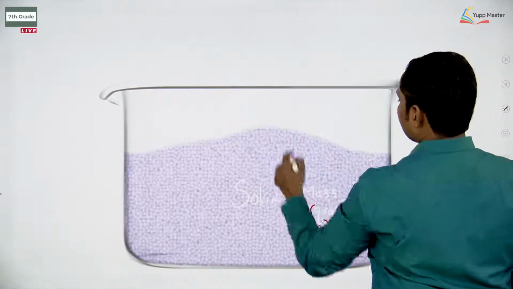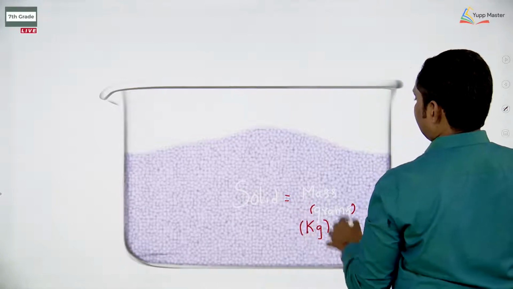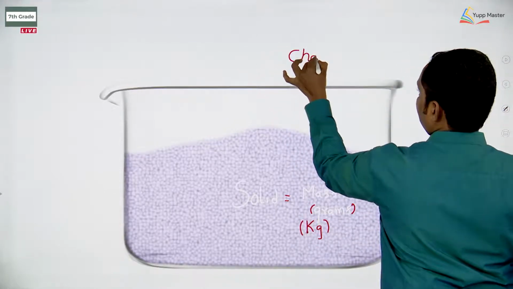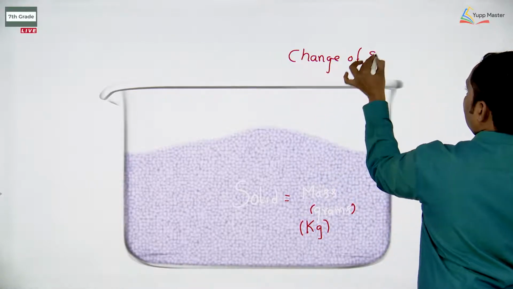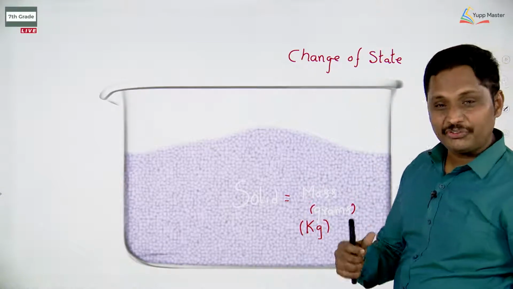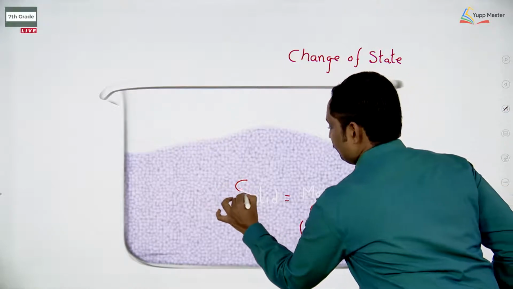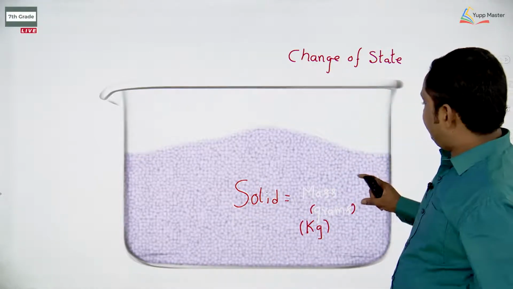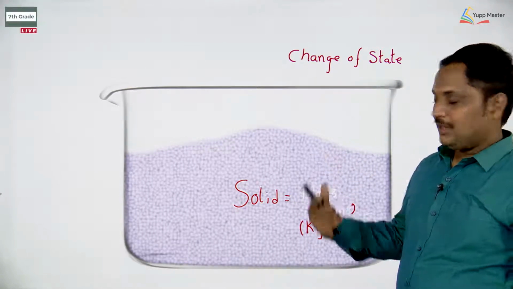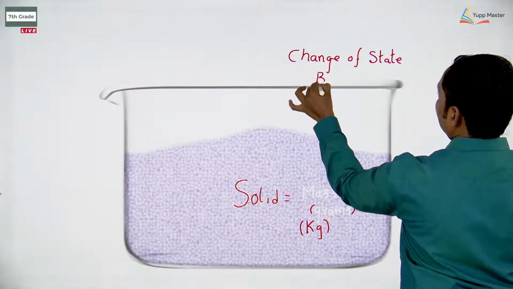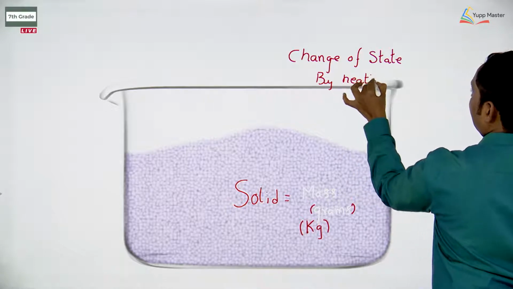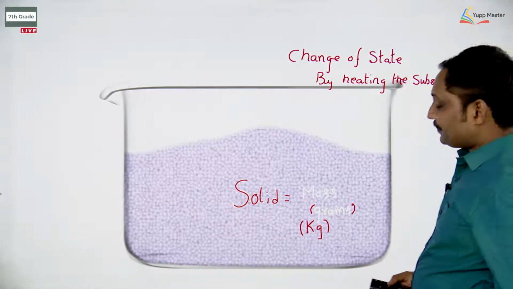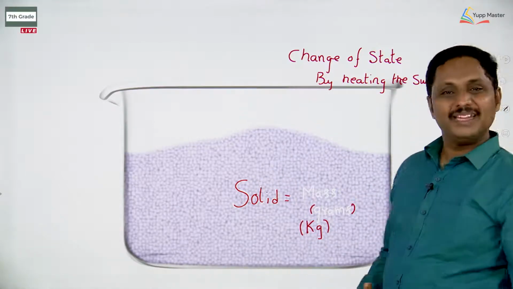Suppose it has a change of state. What is the change of state? It is in the form of solid. All right. How do you change from solid to liquid, liquid to gas? Easily by heating, just by heating the substance. Very clear. So for the measurement of that mass, you have grams, kgs, whatever.